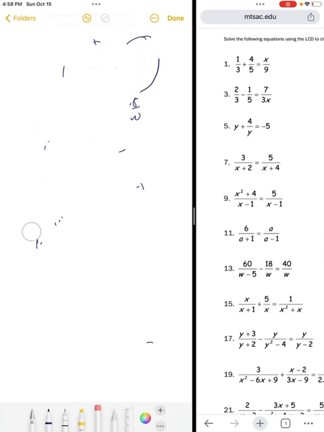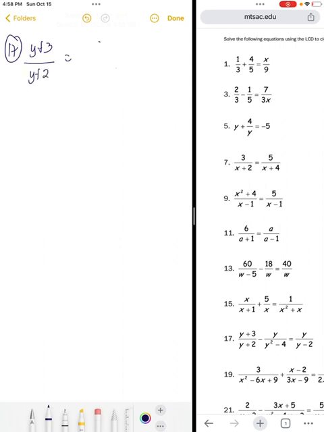So, subukan natin ng last example. So, I have here, alright, number 17. I think more challenging. Number 17, I have there, y plus 3 over y plus 2 equals, sorry, so that's minus y over y squared minus 4 equals y over y minus 2.